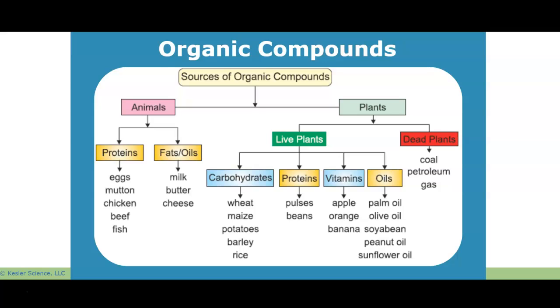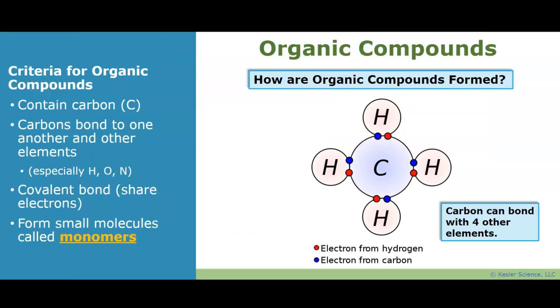So this is a flowchart about organic compounds. You can look through this yourself, but it gives examples of what organic compounds are made by animals and plants. So organic compounds, the criteria is they must contain carbon, and they have to bond to one another and another element, especially like hydrogen, oxygen, or nitrogen. And they form small molecules called monomers.